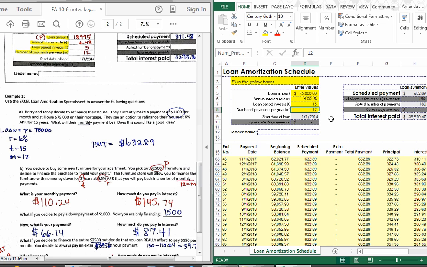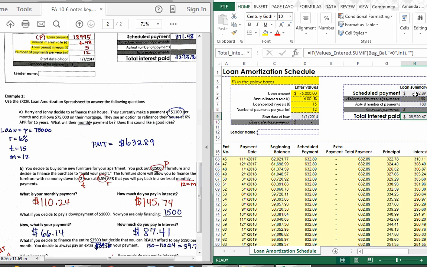And so you'll see what this does is this tells me that if we do this, we have a scheduled payment of $632.89. There it is. They have 180 payments to make. And we total interest paid $38,000. Wow. So borrowing $75,000 at a 6% interest rate, you end up paying back almost over half of that, right? $38,920.67 to borrow that money.